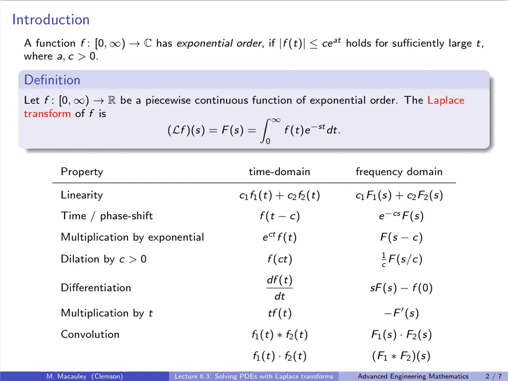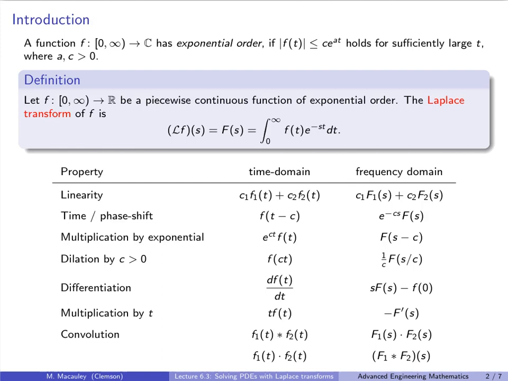The next is a shift. So if you shift in the time domain, then that corresponds to multiplication by an exponential in the frequency domain. And conversely, if you have a function f of t and you multiply by an exponential in the time domain, then that corresponds to a shift by c in the frequency domain. So there's this nice duality property of time or phase shift versus multiplication.